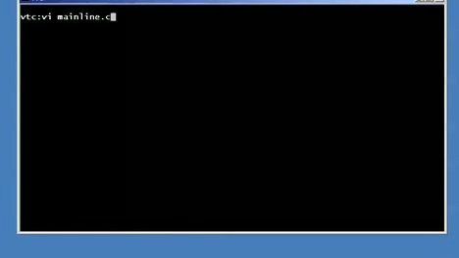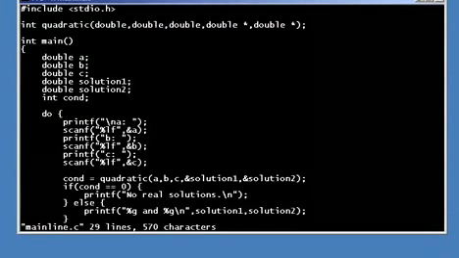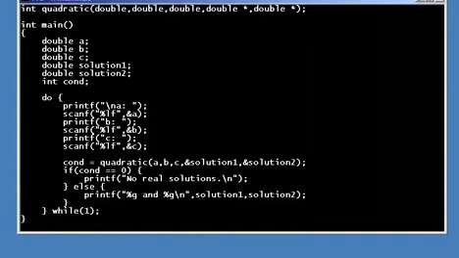Let me start out by showing you how the function is called. Inside a loop, the three values a, b, and c are prompted for. Then the function is called with the three values and with two addresses of the locations that are to receive the results. If real solutions exist, the function returns non-zero and the two values are displayed.